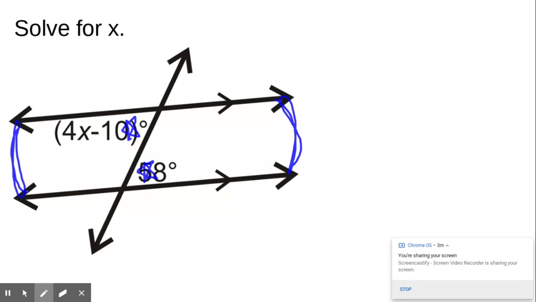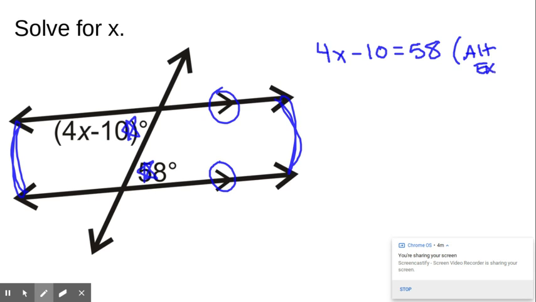And because they're alternate exterior angles, I know that they're equal to each other because these lines are parallel. Notice we have the arrow, so we know they're parallel. 4x minus 10 equals 58. And again, just to remind us, I'll put alt ext angles to remind us of why we got that.